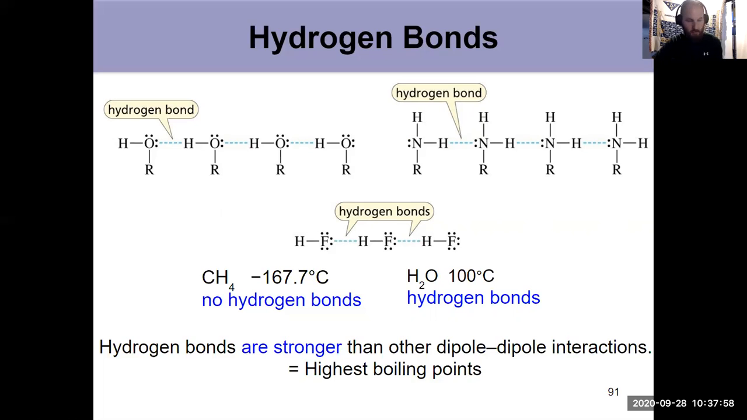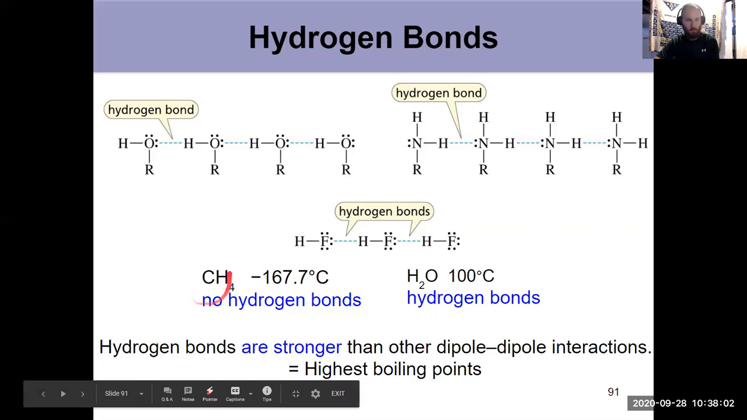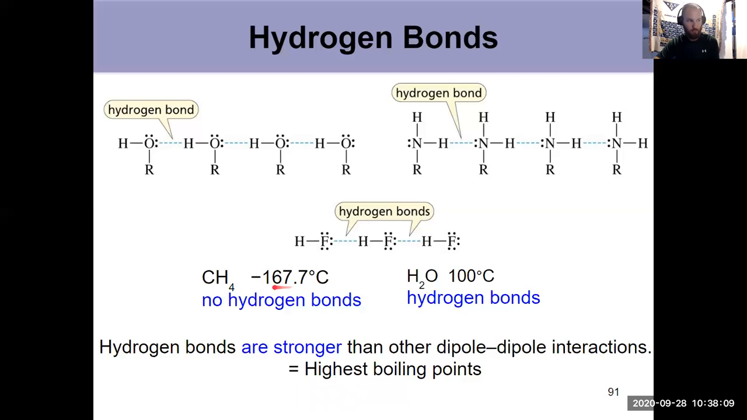But you will notice it gives us a huge difference in boiling point, right? Methane and water, similar molecular weights, right? But methane with no hydrogen bonding, boiling point of -167 C. And water, as we know, boiling point of 100 degrees Celsius, just because of the hydrogen bonding. Okay. And therefore, when we have hydrogen bonding, we see the highest boiling points that we have for molecules.